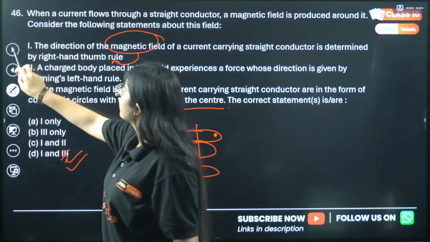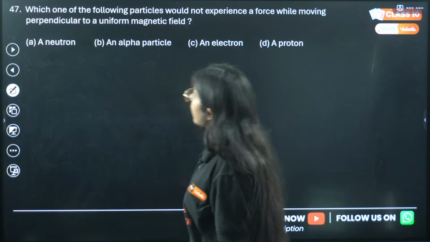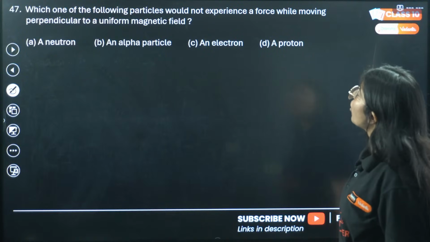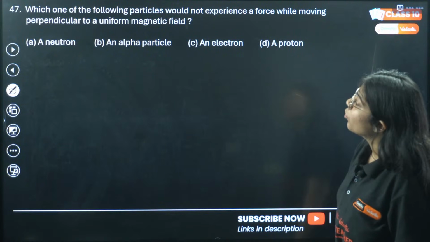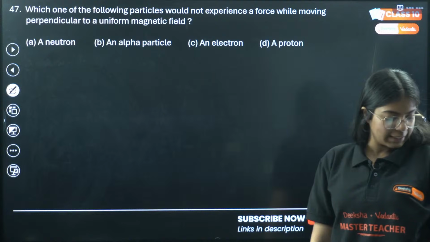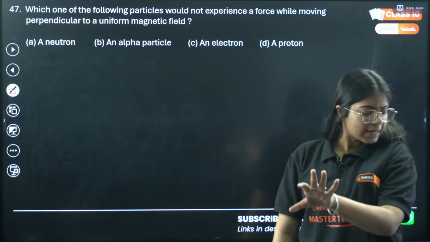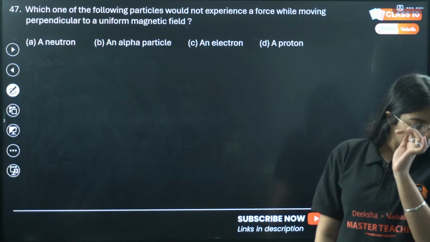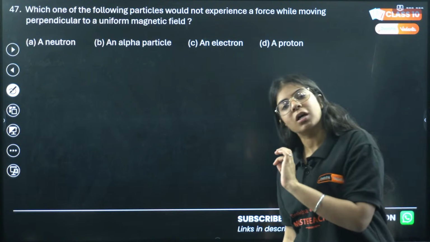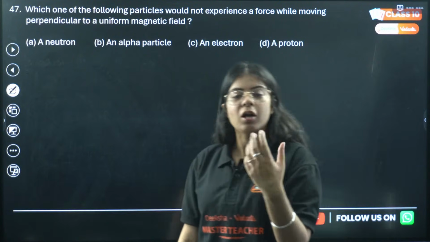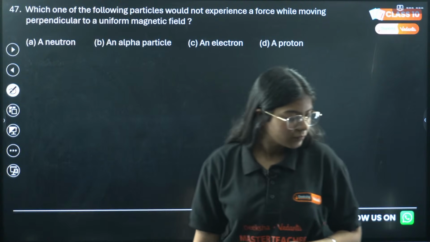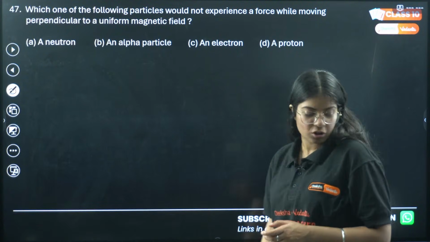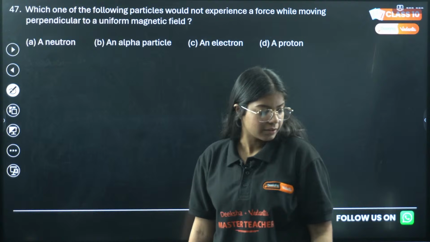Okay, neutron, neutron, neutron. Everyone is saying neutron. Which one of the following particles would not experience a force while moving perpendicular to a uniform magnetic field? Actually, you all are correct. That question was a subpart of a 5-mark question. Let me know the exact question, and I'll solve it in the next live, or give you the solution in the chat.